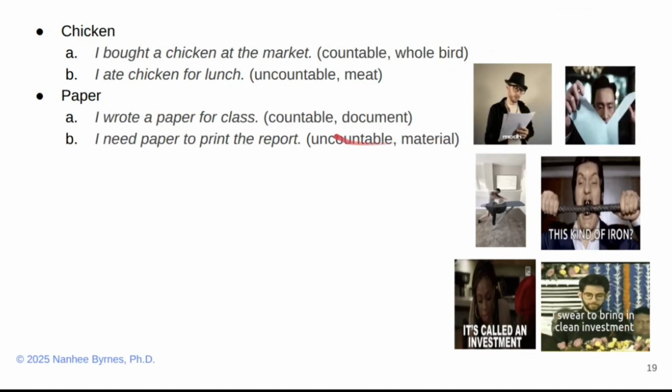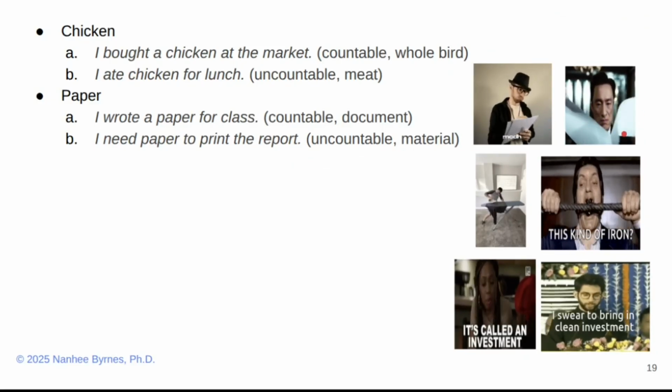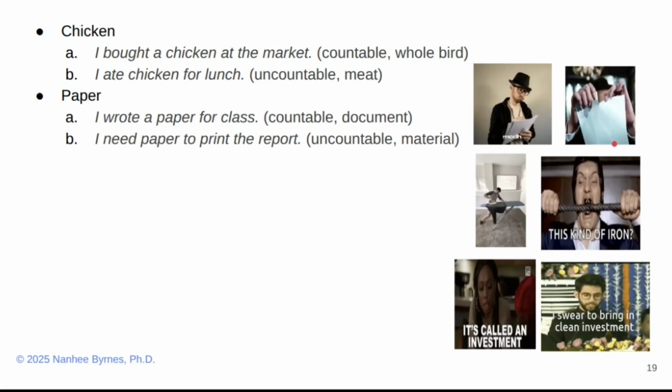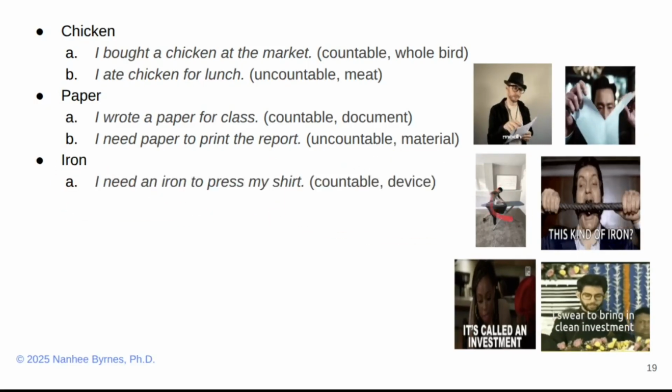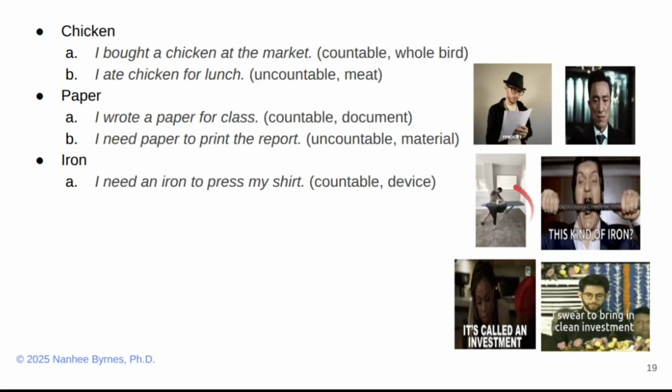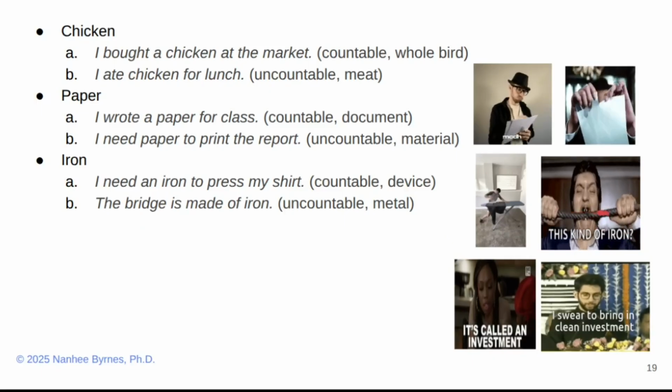That means the material. Iron. Countable, you might say, I need an iron to press my shirt. That means a device. Or uncountable, you could say the bridge is made of iron. That means the metal. Even abstract nouns follow this pattern.